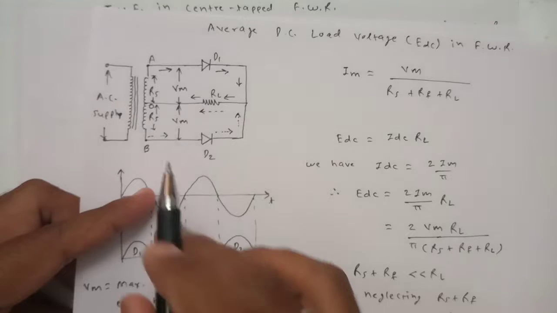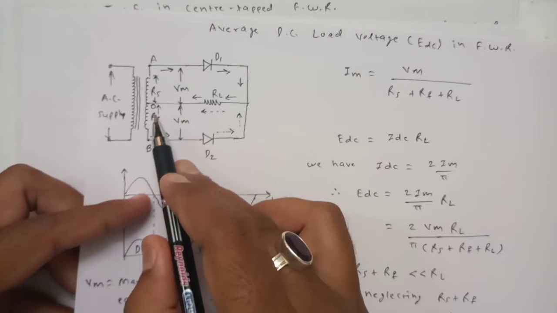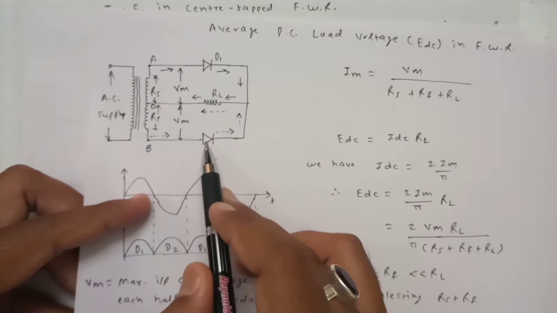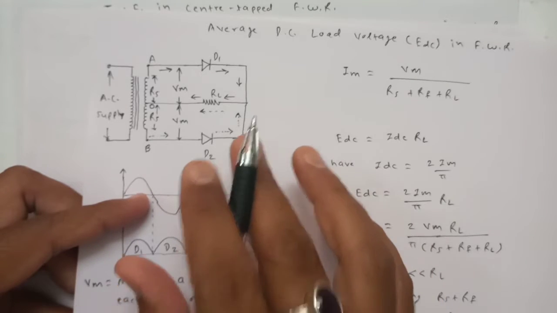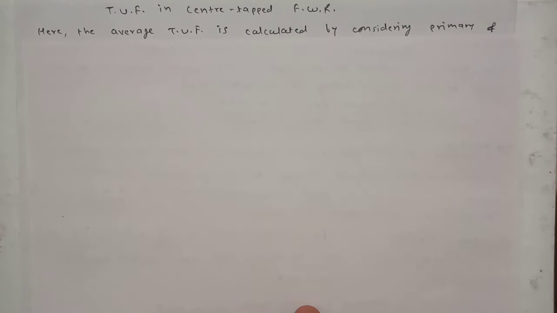Here you can see we are applying the AC, and then the secondary has center tapping. During the positive half cycle D1 conducts, during the negative half cycle D2 conducts. This all theory you should be knowing. This diagram I am only showing as a reference. Now let us go back to our actual equation of TUF.